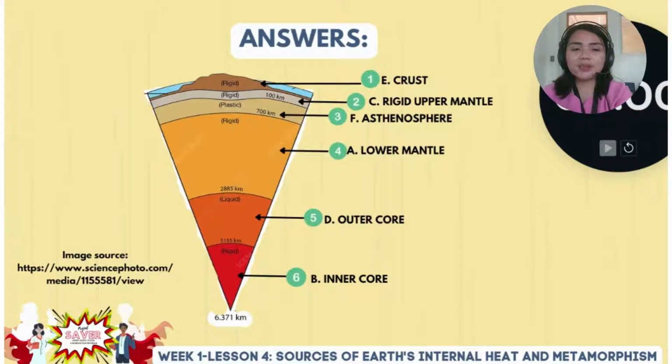Let's check your answers. Number 1 is the crust. Number 2 is the rigid upper mantle.